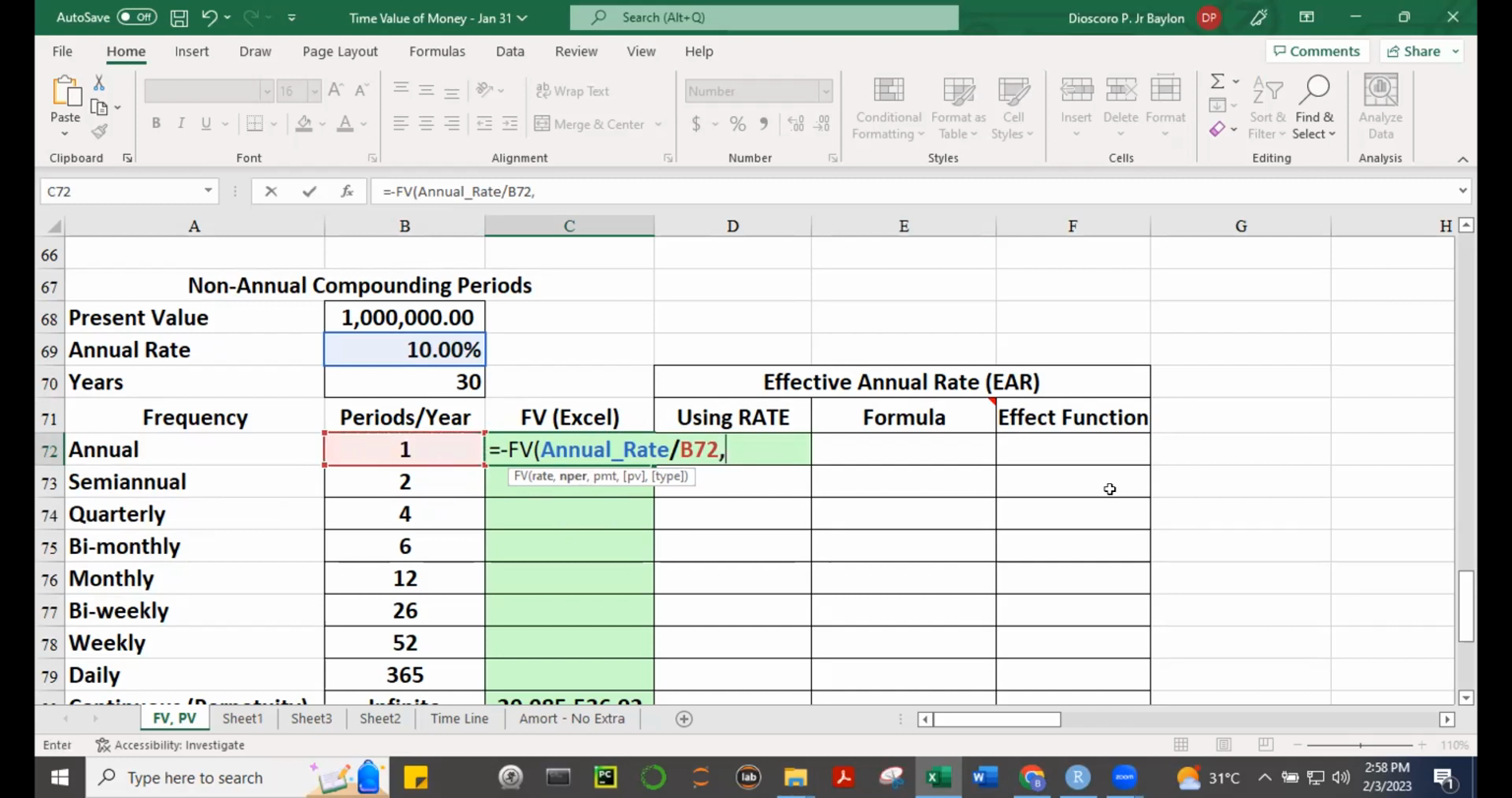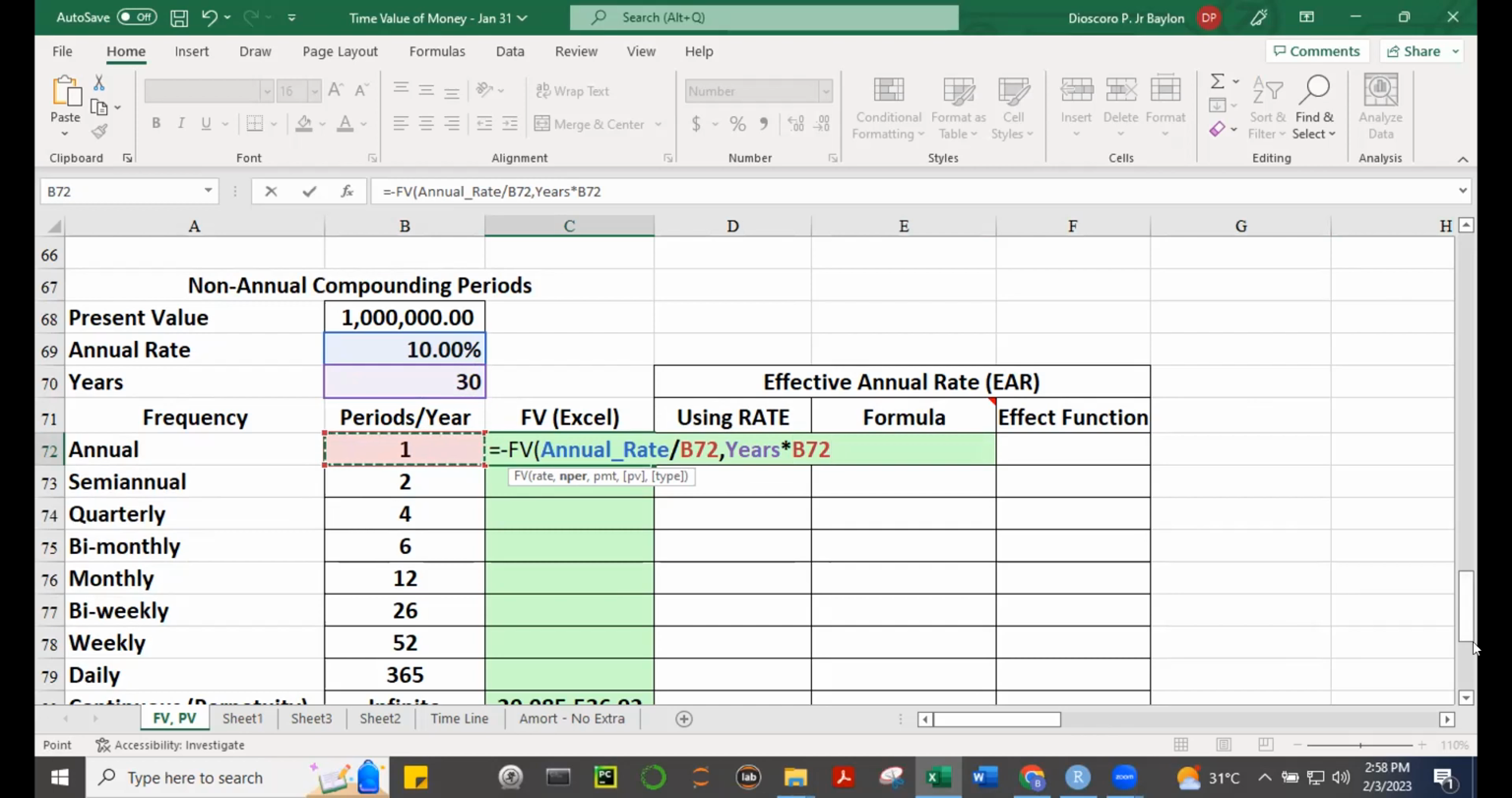Okay, comma. What's Nper? Again, Nper will depend on the number of periods per year. If it's annual, then the 30 years will be the same number of periods. However, if it's semi-annual, then since you're computing interest 2 times a year, it will be your years, and then we multiply this by the periods per year.